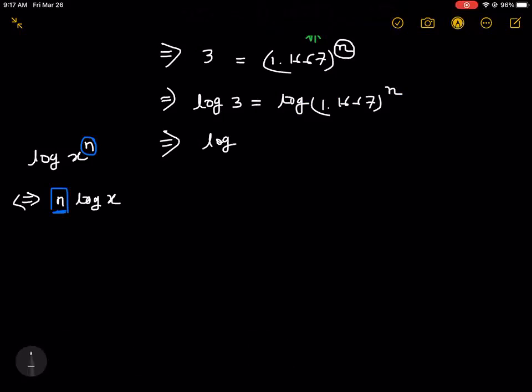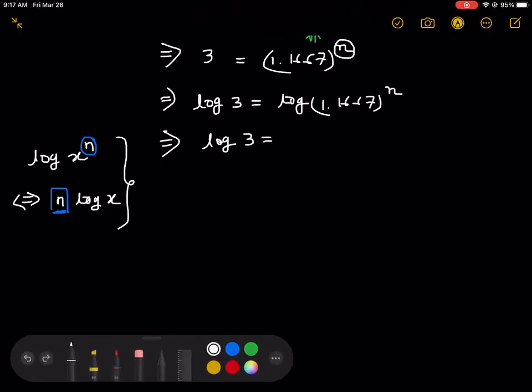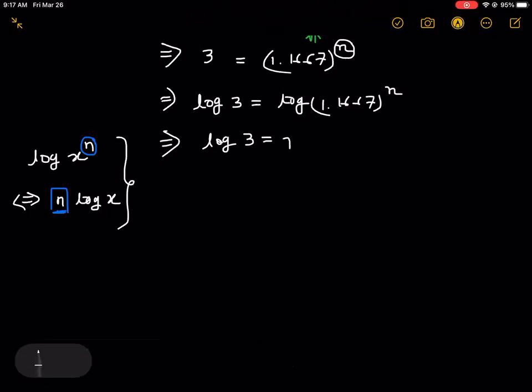On our left, it will still be log 3. What should we have on our right? If we use this property, what should we have here? n log of 1.1667. Very good. So the exponent will come in front like this, and the rest will remain as it was.